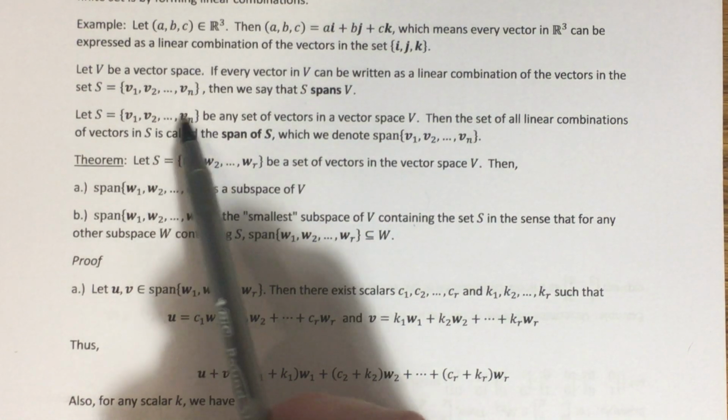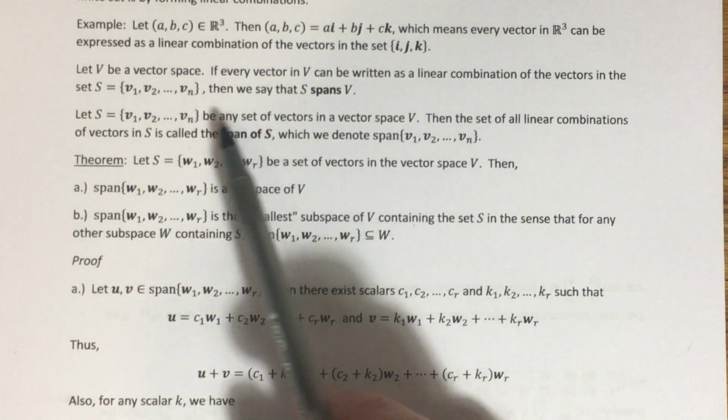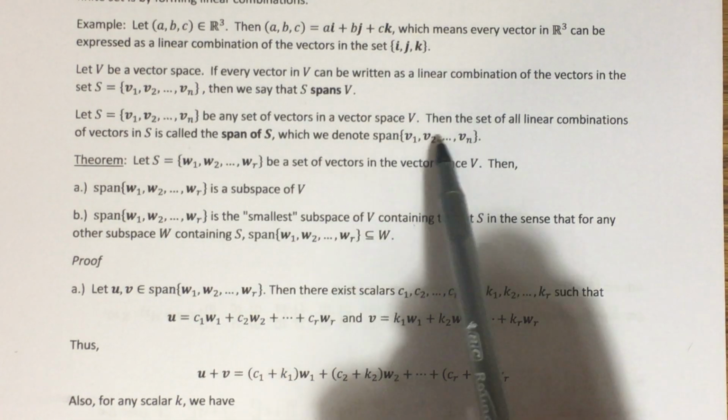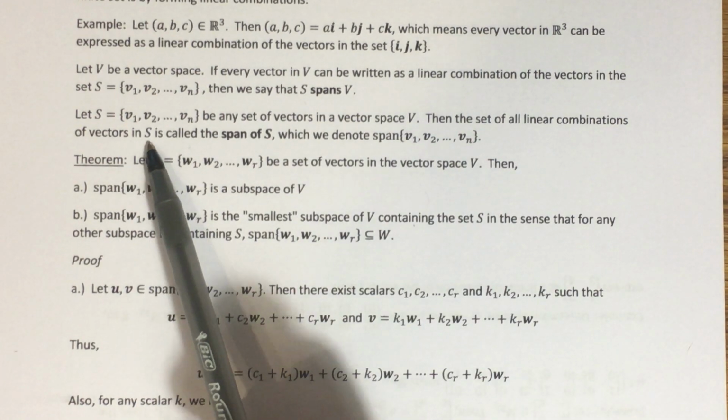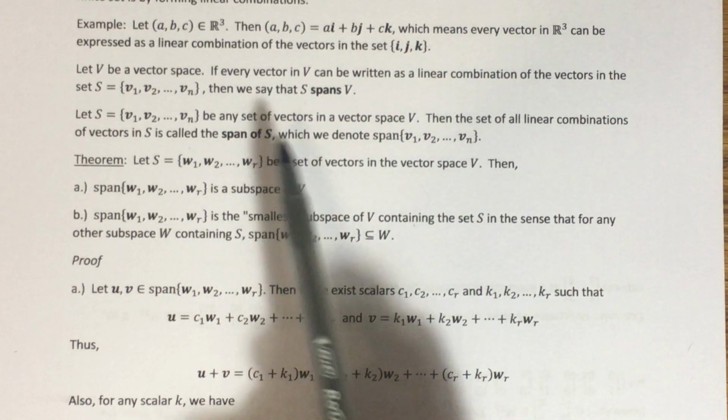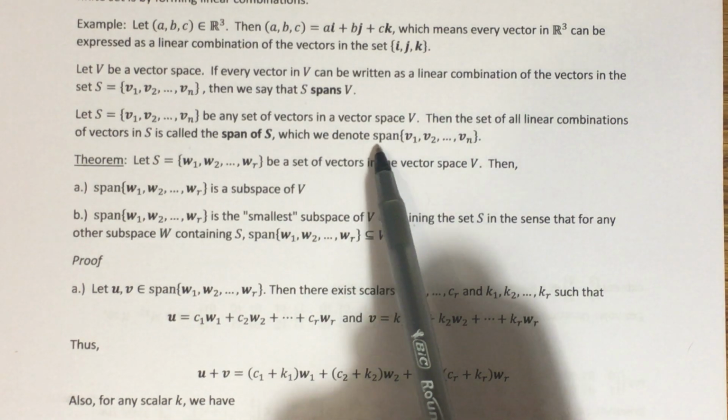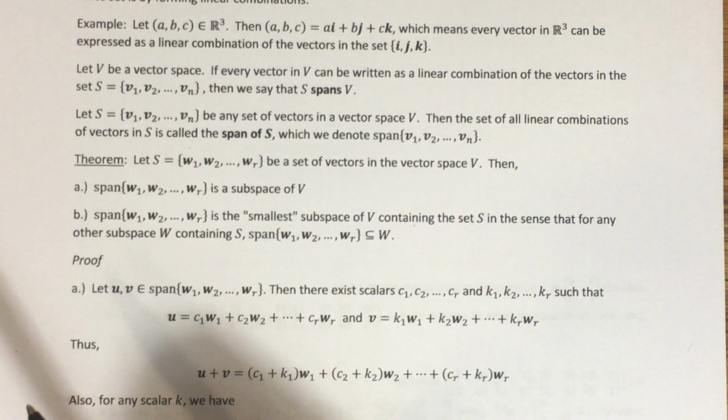If S is equal to that same set, V1 through Vn, we're going to say that's any set of vectors of some vector space V, then the set of all linear combinations of vectors S is called the span of S. And we use this notation. We just say span, and then we write the set next to that.